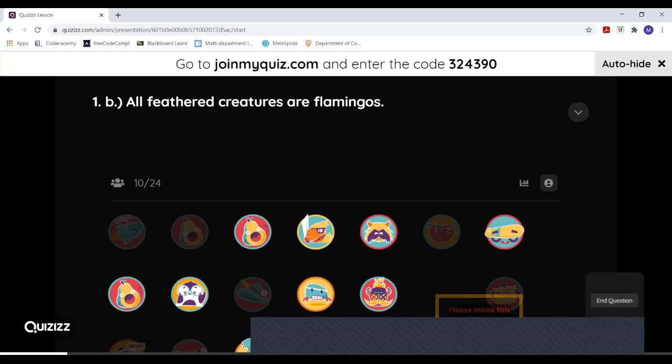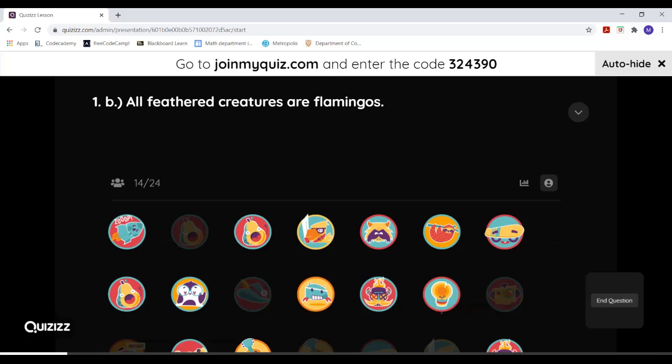All right, so what does that Venn diagram look like? And again, this is a really weird statement, but this says, if feathered, then flamingo. What would that Venn diagram look like?